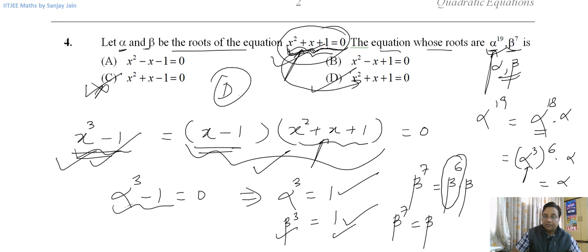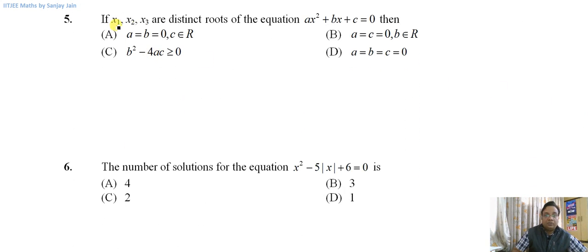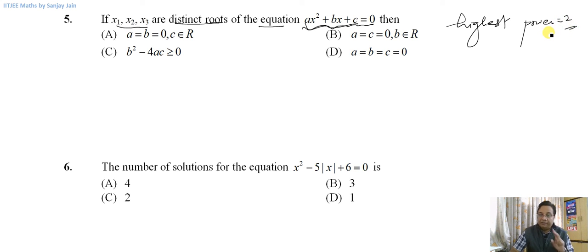Let us look at the next one. If x1, x2, x3 are distinct roots of the equation ax square plus bx plus c equal to 0, then now we know that this equation has the highest power of x as 2, so it can have maximum 2 distinct roots, right? But it is given in the question that x1, x2, x3 are distinct roots of this equation.